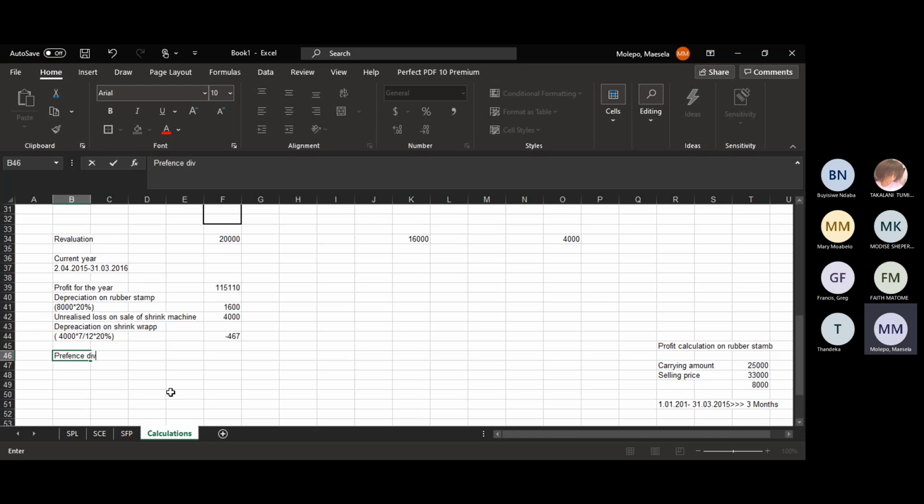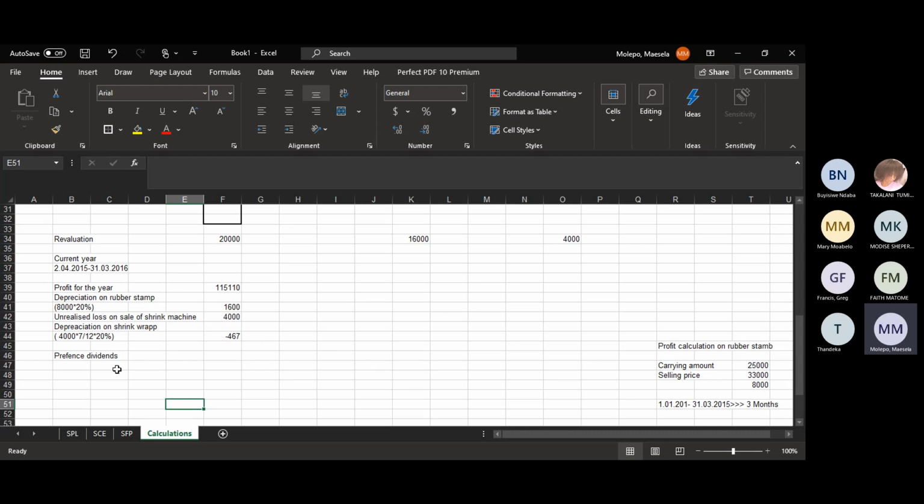Preference dividends. The preference dividends, now they said on adjustment number 7. On 1 April 2015, the preference dividends for the prior year were in arrears. All preference dividends were declared and paid on 31 March 2016.